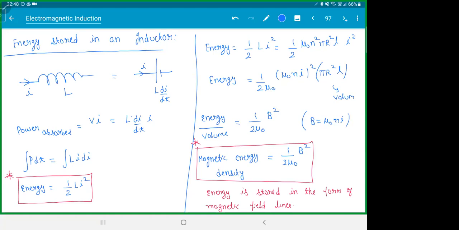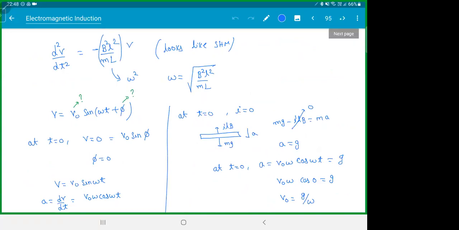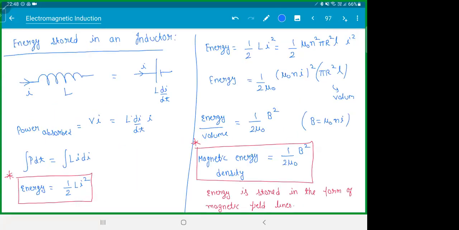Clear? So with that we will wrap up for the day. So make sure to revise all this stuff. We'll catch up tomorrow at 9 o'clock, same time. We'll continue from here. We will do something called LR circuits.